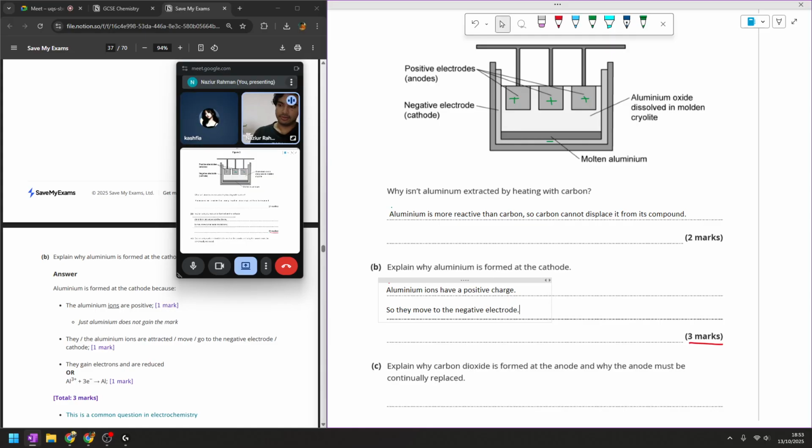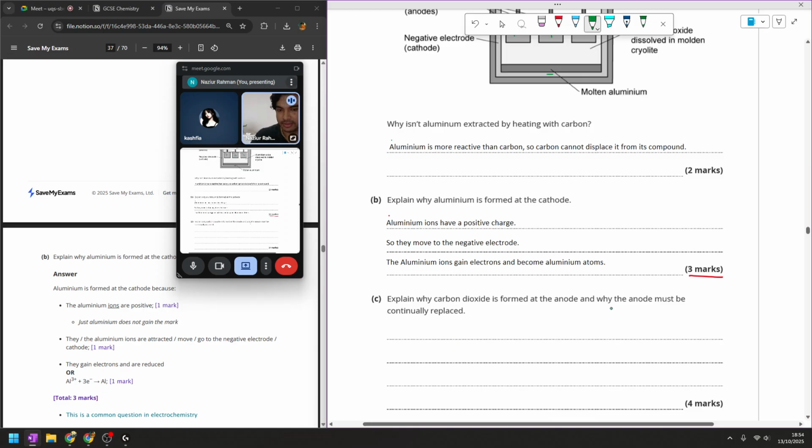and then at the negative electrode they gain electrons. So the aluminium ions gain electrons and become aluminium metal, aluminium atoms. That's the idea, which is why aluminium is produced at the cathode. So aluminium ions are positive, so they go to the cathode, and at the cathode there's excess electrons, and the electrons get pushed onto the aluminium ions, which are then reduced and become aluminium metal.